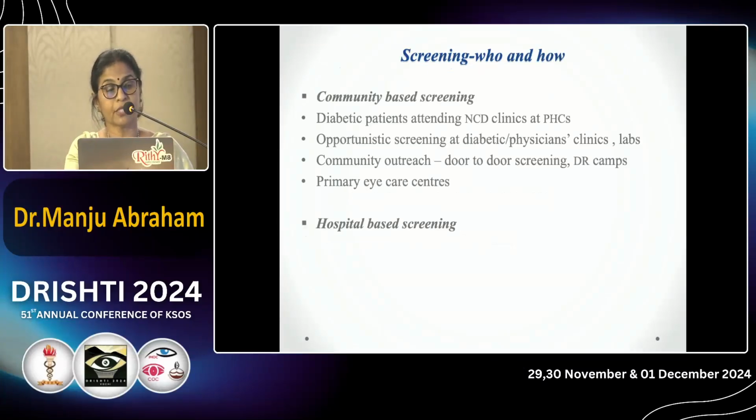We have a community-based screening where screening should be done to all diabetic patients who attend the NCD clinics at the PHCs. We can do opportunity screening at the physician's clinic or the diabetology clinic, which appears to be the first point of contact for the patient. There are community outreach programs where door-to-door screening can be done to identify retinopathy patients. You can conduct exclusive retinopathy camps, and also you can screen at primary vision care centers. Hospital-based screening means diabetic patients that are seen at other departments are referred to the ophthalmologist.